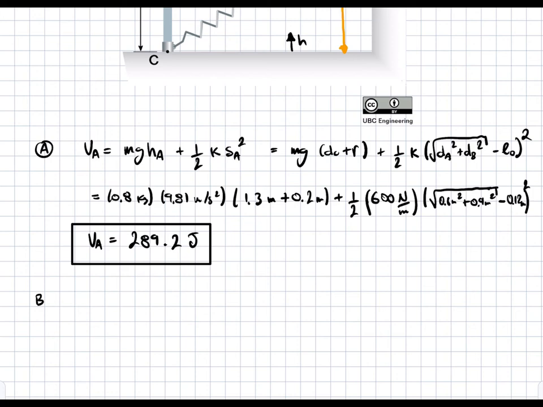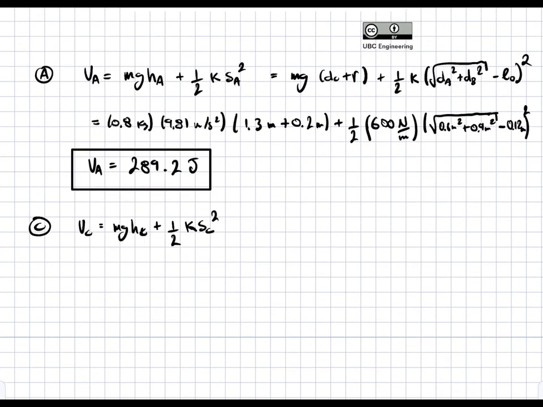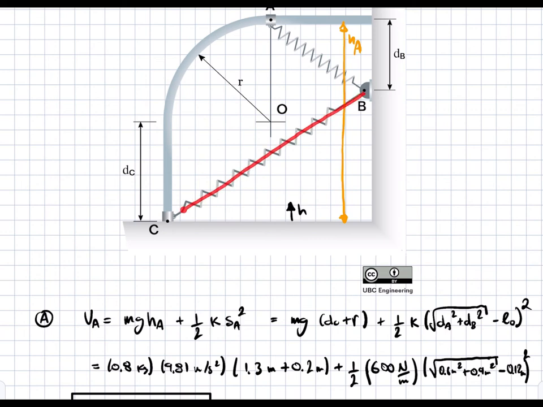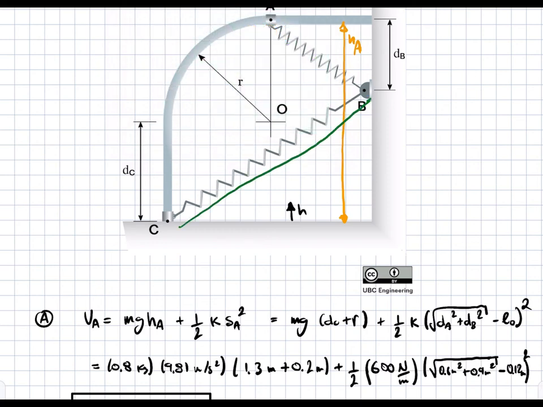Now we can do C, same process but at a different location. So VC is going to be equal to mgHC plus 1/2 k SC squared. In this case, remember HC is zero, so this first term cancels, and we get 0 plus 1/2 k times this stretched length over here. Let me actually draw those into the diagram. This length here is SC. This length here is dA.